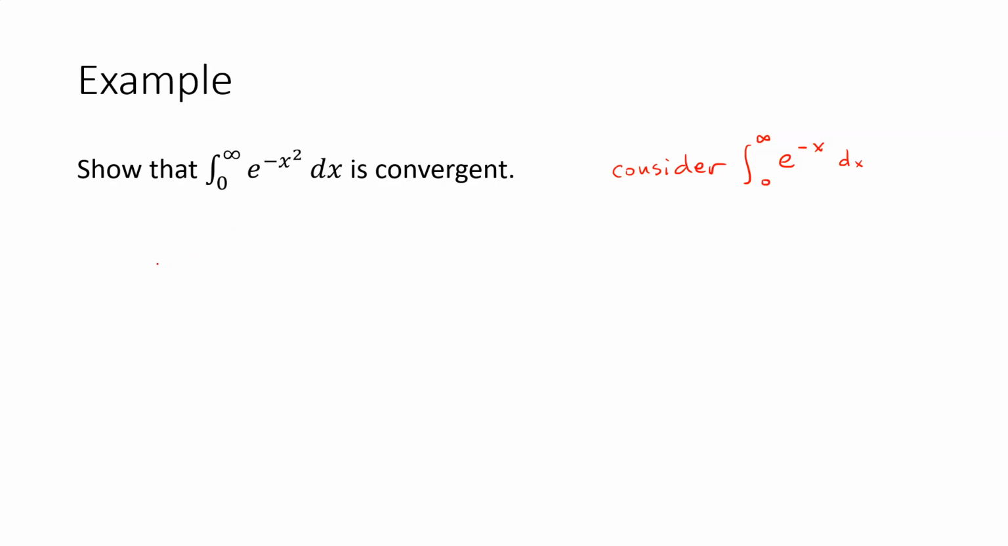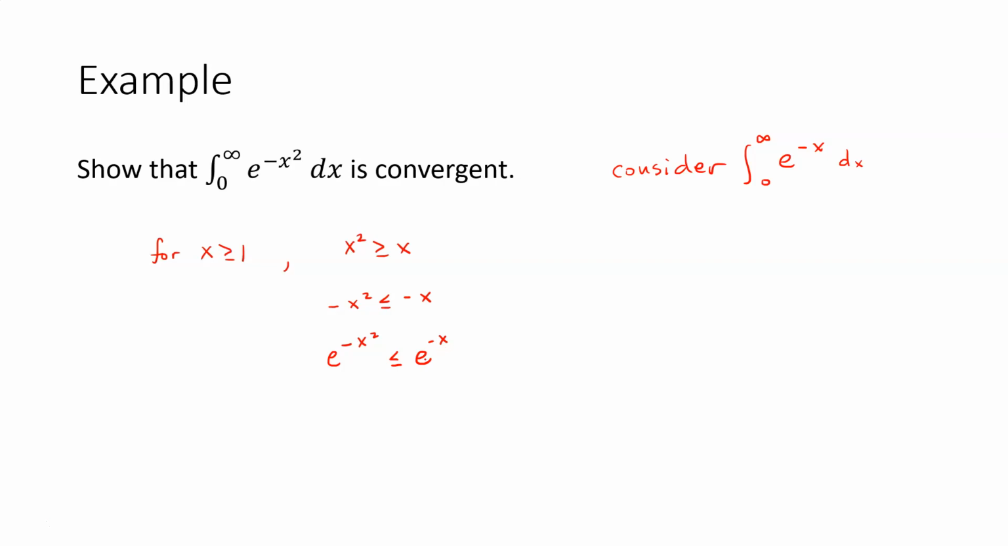So we know that at least on the interval from 1 to infinity, so for x greater than or equal to 1, we know that x squared will be greater than or equal to x, and therefore negative x squared will be less than or equal to negative x, and therefore e to the negative x squared will be less than or equal to e to the negative x.